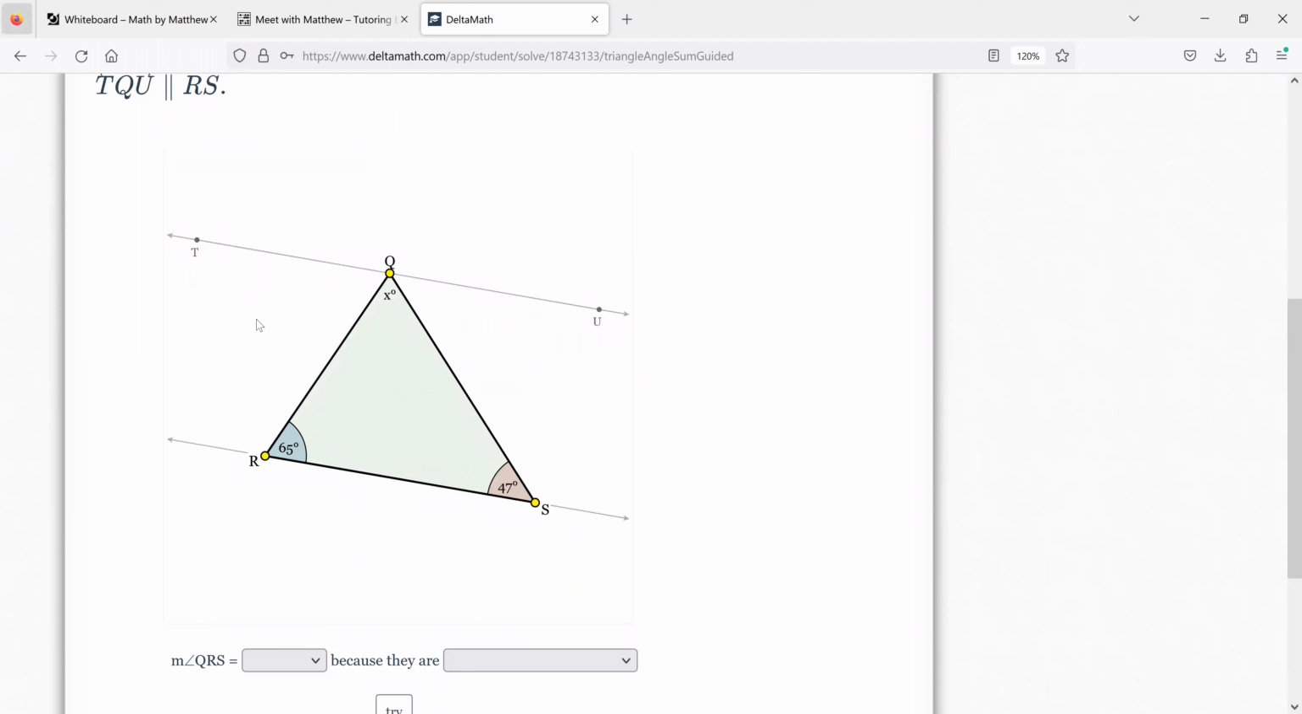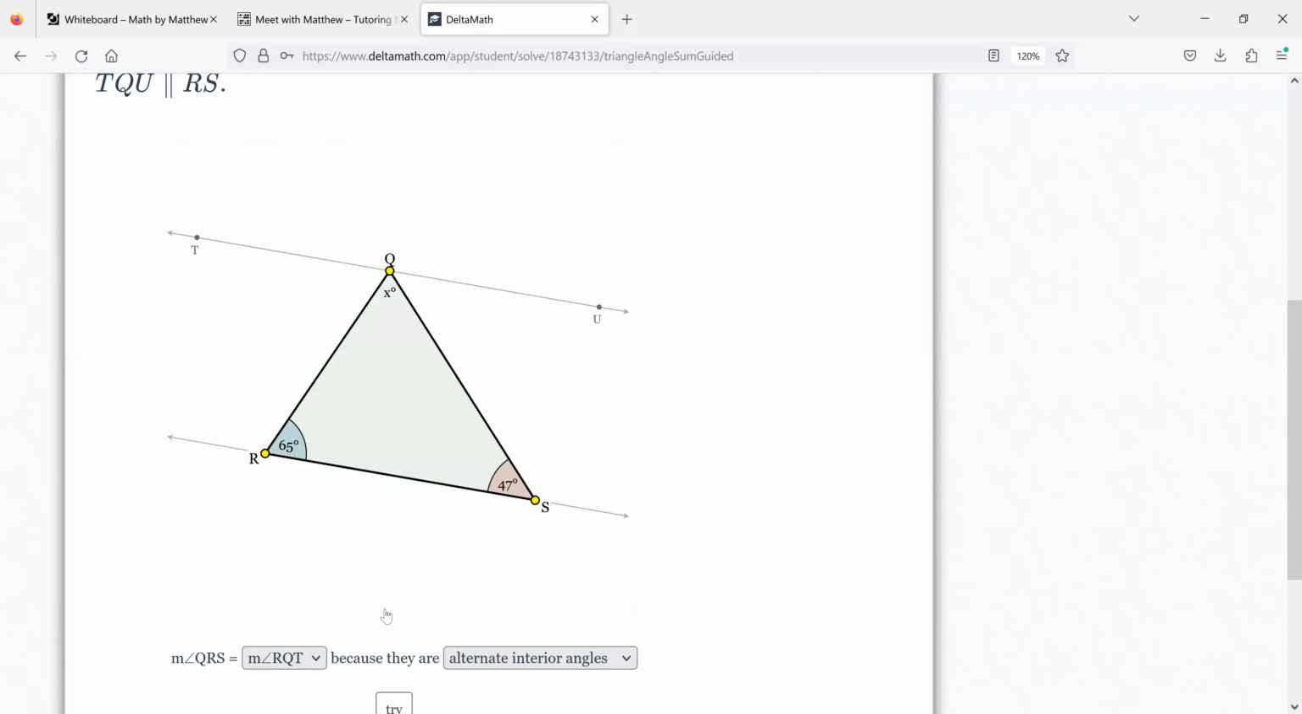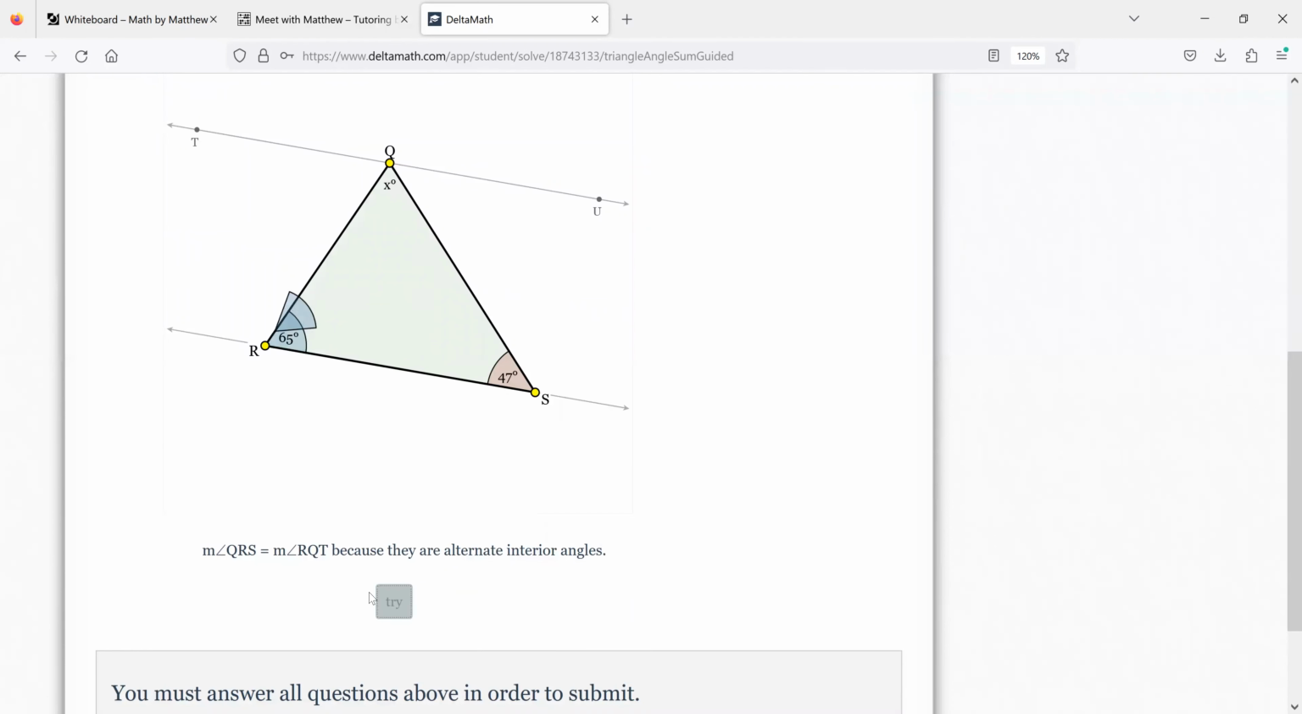All right, so this one is QRS. This one down here, what color would you call that? Blue, green, gray? Blue. Okay, so that blue pizza slice comes up here. And again, it's alternate interior angles, QRS. They alternate over this transversal. So we're looking for the one that's RQT or TQR. Looks like it's that one. Alternate interior angles. So we should see that slice.